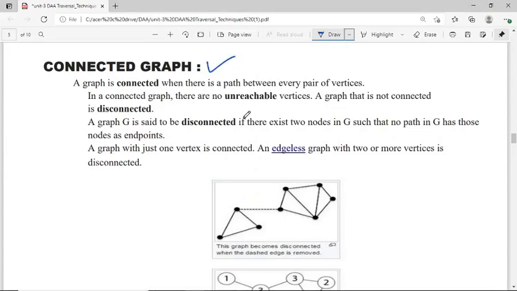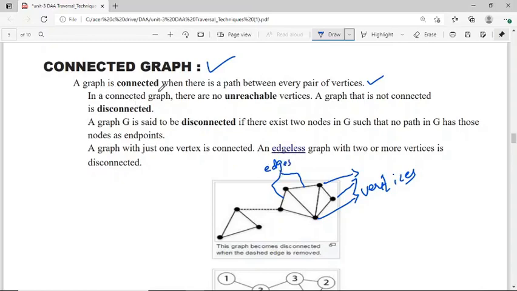Okay, so now the first one is connected graph. What is a connected graph? A graph is connected when there is a path between every pair of vertices. Like this is a graph, and what are the vertices? These points, can you see this? These all are the vertices, and whatever these lines are connecting the links, these are all called edges.